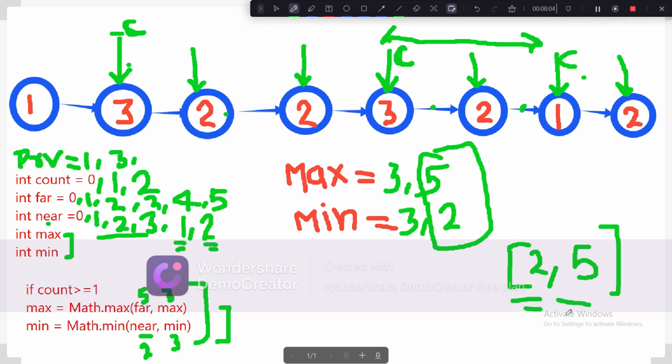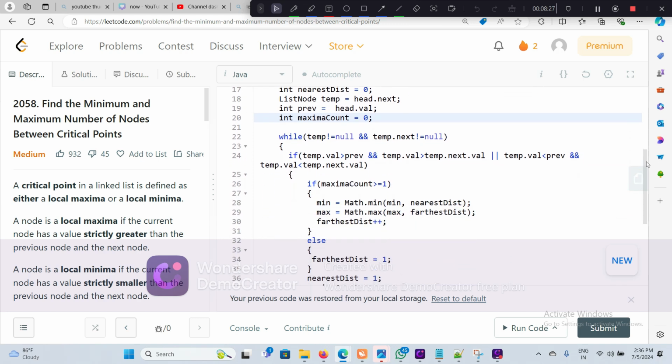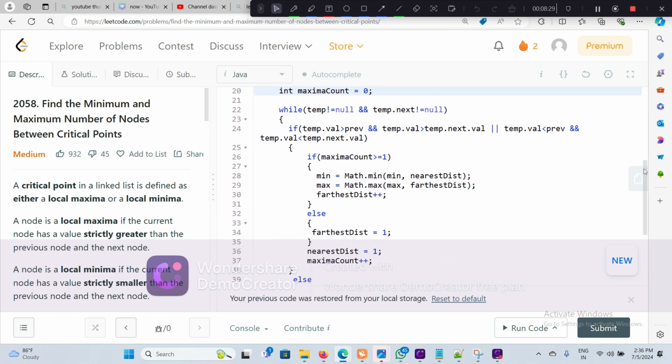We are doing this in a single pass. So let me explain my code as well. See here, these are my variables which we just explained: farthest dist and nearest dist. And this is the temp, we are starting from the second one, right? And this is our previous value. Now what will happen, I am going to here, maxima count.